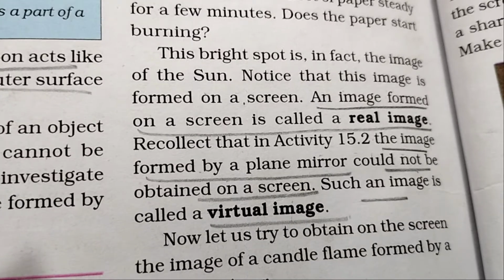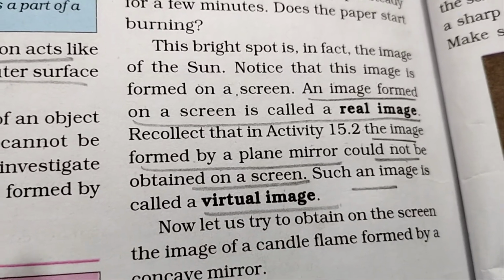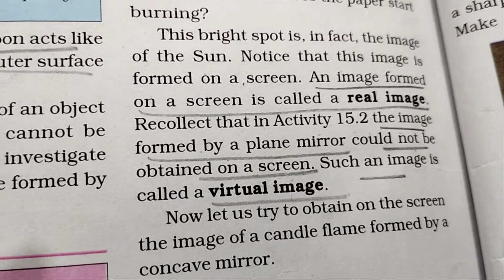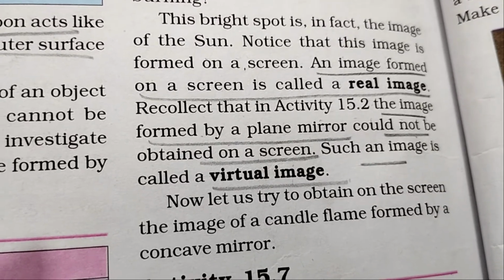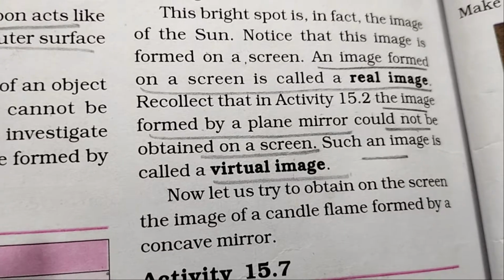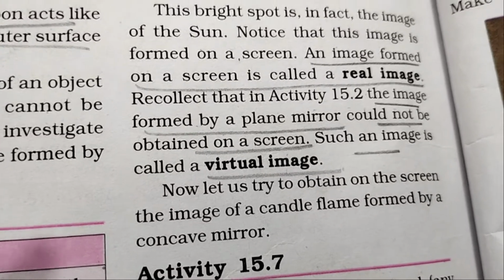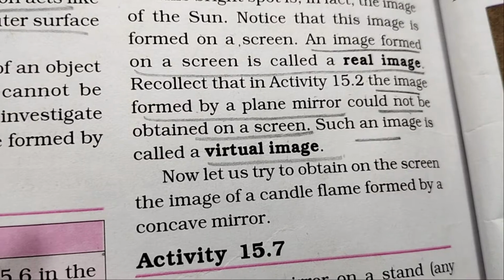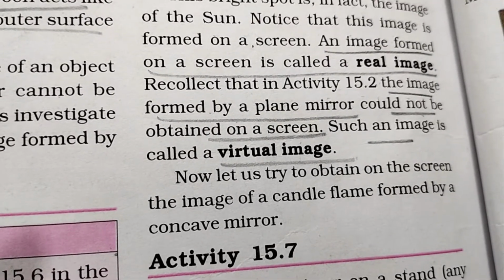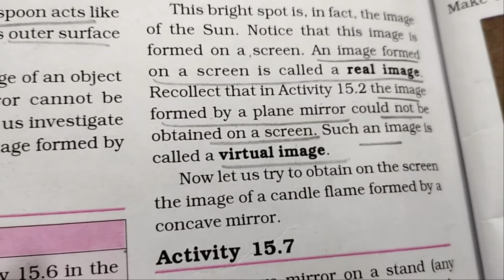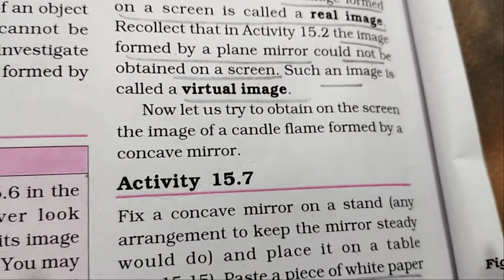Please underline this. An image which is being formed on the screen is called a real image. And you can recollect that activity in 15.2, that the images which are formed by the plane mirror cannot be obtained on a screen. I repeat, the images which cannot be obtained on the screen are called virtual images. So this is the basic difference between your real image and a virtual image. Please mark it as important from your examination point of view.